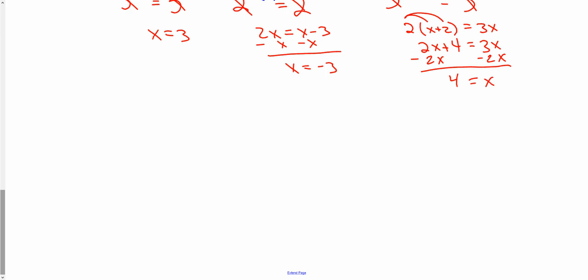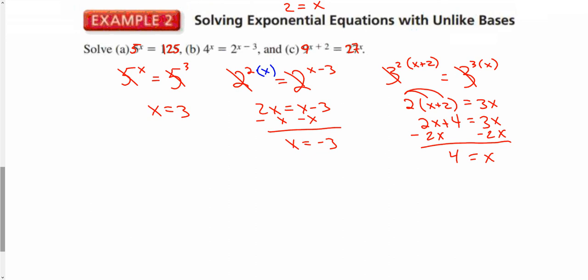Then you can always double check, plug it in. So if I put in a 4 right here, and this one would have to be done in the calculator because you're not going to probably know that they're the same. So if I have 9, 4 plus 2 is 6, and then 27 to the 4th, we can check that in the calculator to verify it's the same thing. And it is. I already know it is because I did it earlier. I wasn't sure.